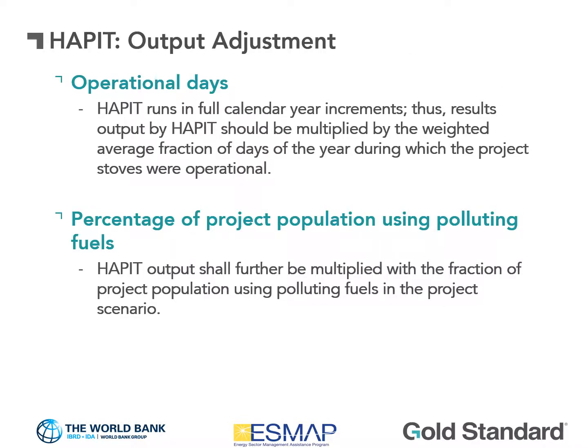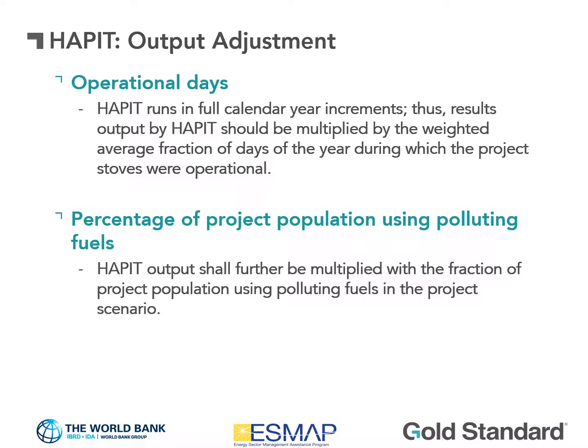As HAPIT runs in full calendar year increments, the output of HAPIT needs to be multiplied by the weighted average fraction of days of the year during which the project technologies were operational. HAPIT uses a variety of input parameters to estimate averted deaths and ADALYs. Parameters that are hardwired into HAPIT and cannot be altered by the project developer include the exposure response functions, population, and baseline disease incidence rates.